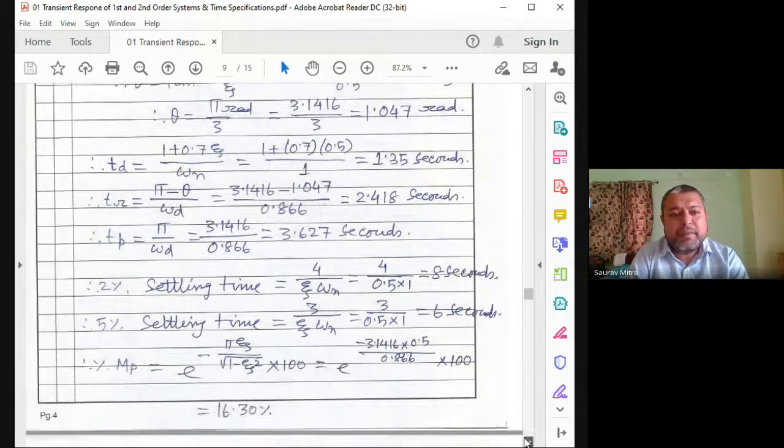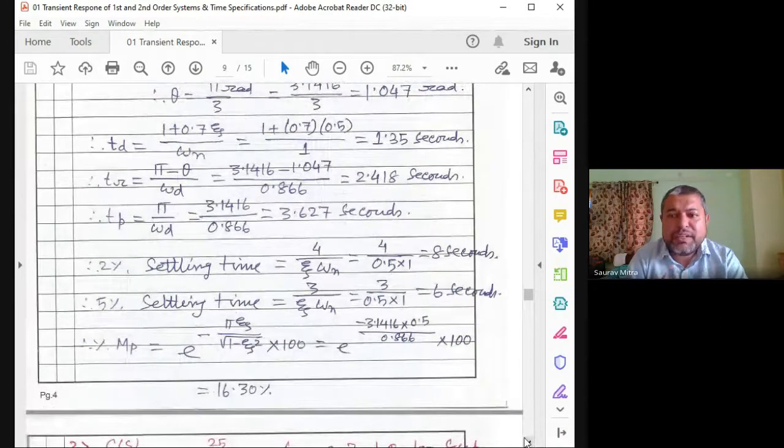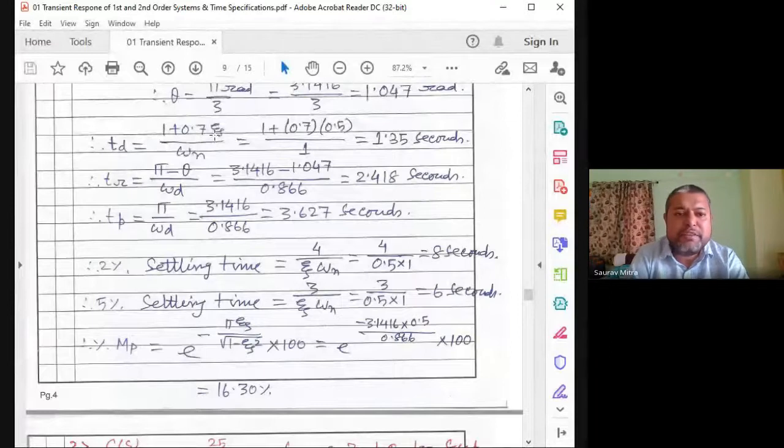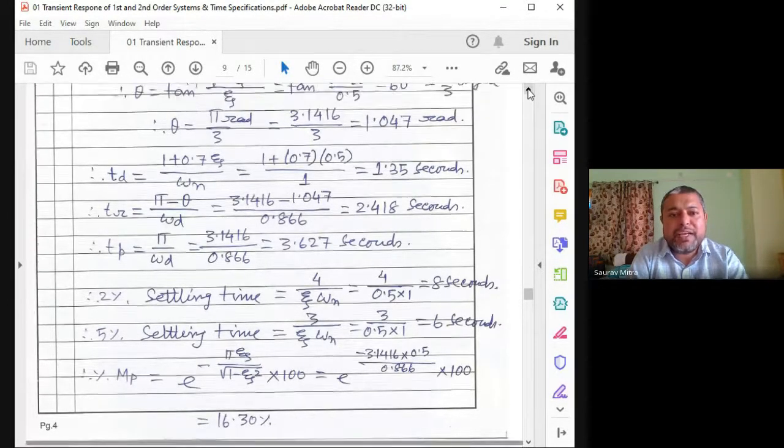Then td, what is delay time? Delay time is when the waveform reaches 50% of its final output. So it is (1 plus 0.7 zeta) divided by omega n. Zeta we have found 0.5, omega n we know is 1. So it is 1.35 seconds. So what you have to check is delay time is 1.35 seconds.